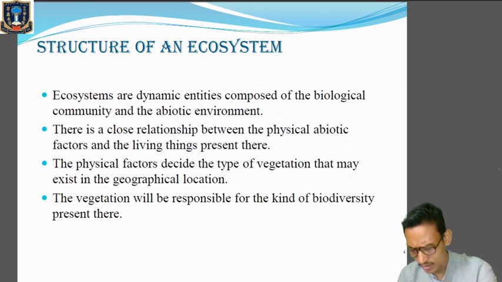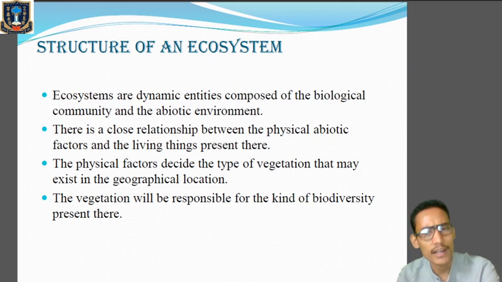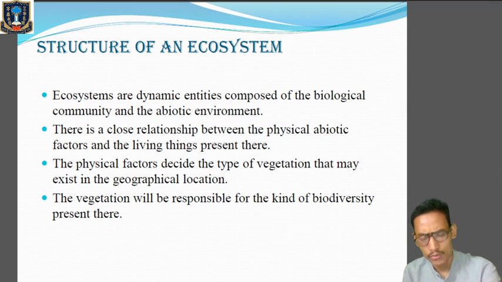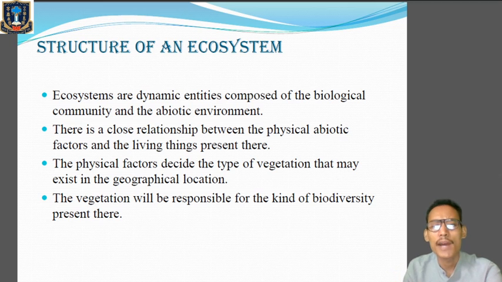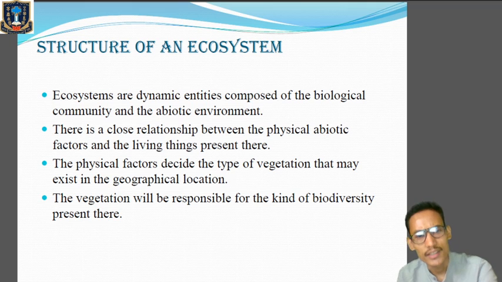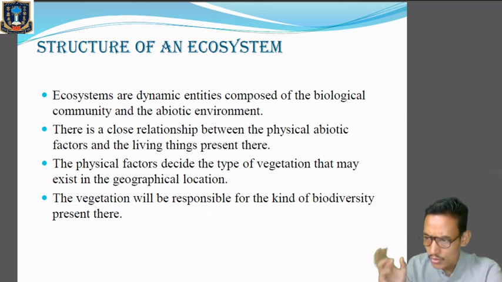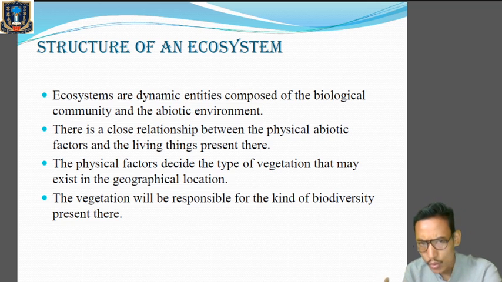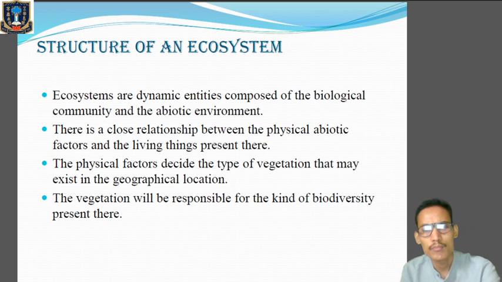The various interrelated environmental factors, that means the abiotic factors, decide the composition and the structure of the ecosystem. That's why there is a close relationship between the physical abiotic factors and the living things present there. When we look at the ecosystems, the habitat, or the environment, we'll find a close interaction between the physical abiotic factors and the living things, or the biotic components, present over there.